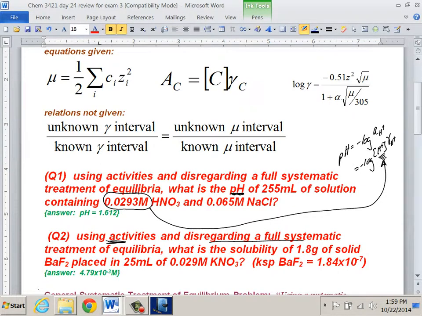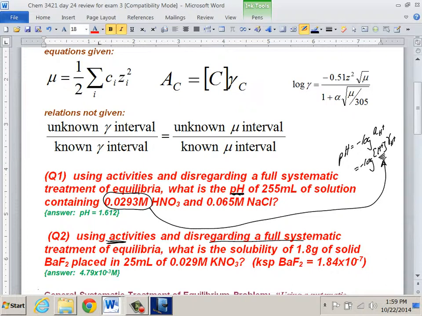So what does this 255 mL have to do with anything? Nothing, right? You can take a big jar and measure the pH of half of it, a third of it, 10 mL of it. You get the same pH. It's the same solution. Volume doesn't matter.